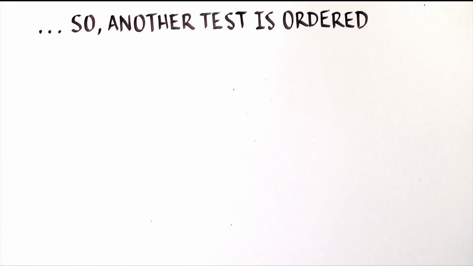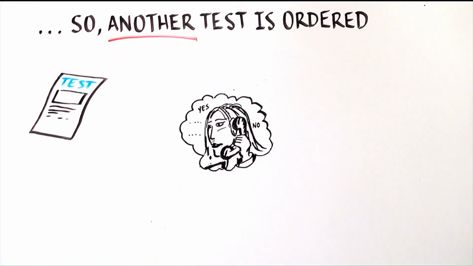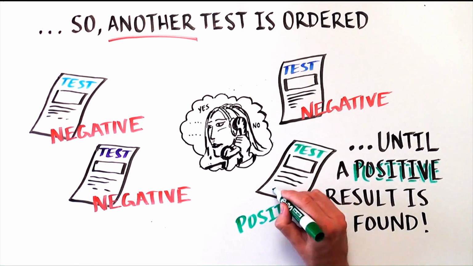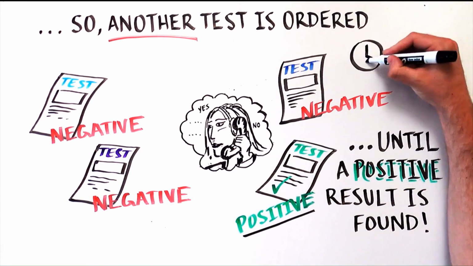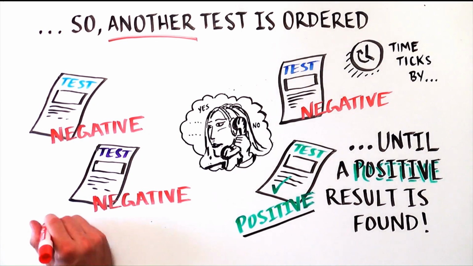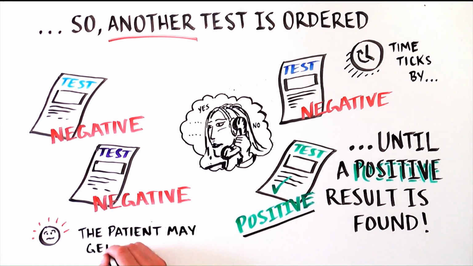A second test must then be ordered. It also comes back negative. A third test is ordered, and the cycle repeats until a positive result is found. Time ticks by. This repeated testing is bad for the patient, frustrating, wastes time, reagents, and money, and the patient remains untreated as he waits for a diagnosis, possibly getting sicker.